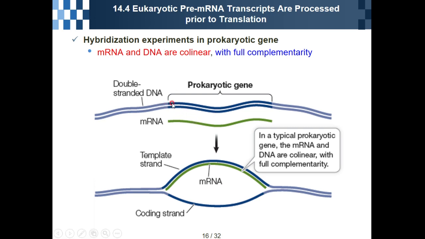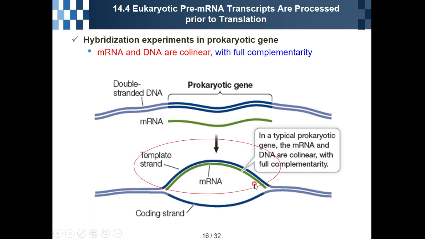Starting from the DNA, the DNA is denatured. After that, add mRNA, then cool down. Finally, we found that the mRNA and the template strand hybridize like this. They are collinear, they are linear. There is no interruption. They are fully complementary to each other.